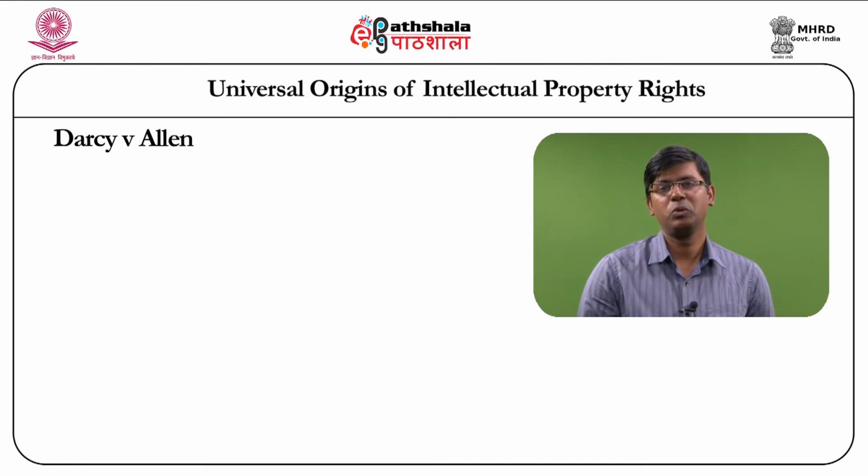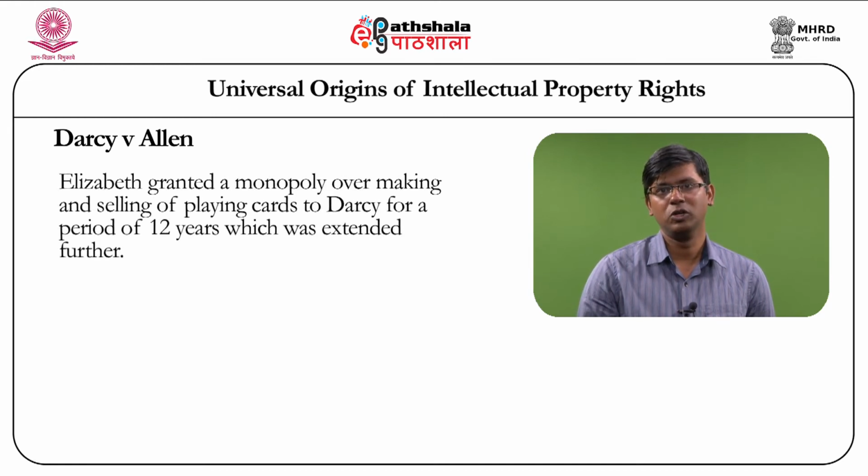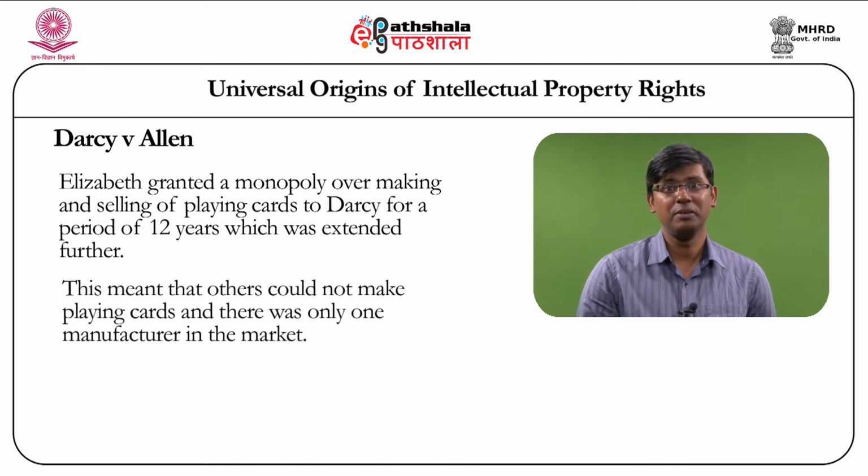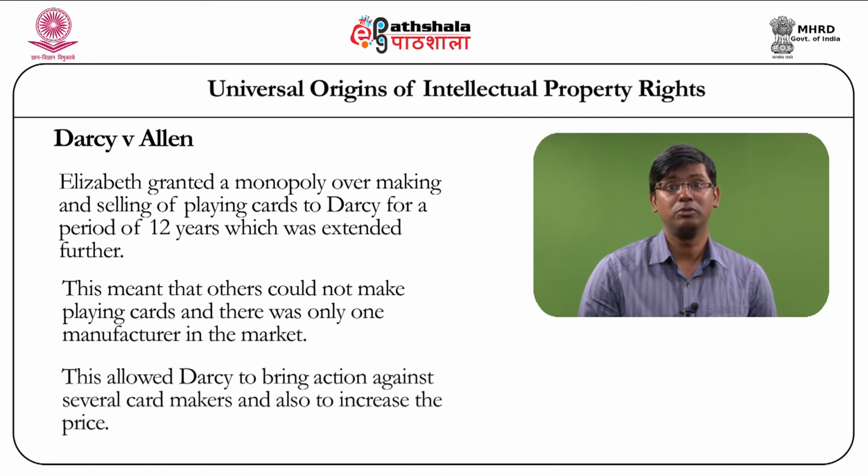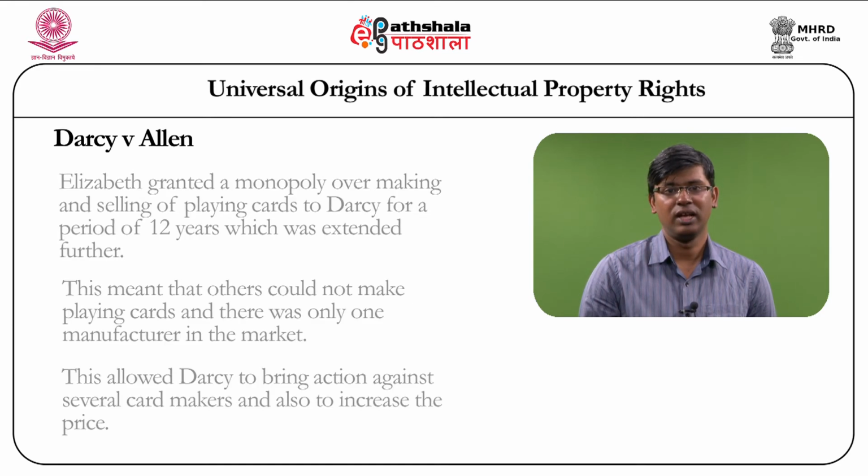This was a case wherein Queen Elizabeth had granted a monopoly over card making and selling of playing cards to Darcy for a period of 12 years, which was further extended. This meant others who were already involved in making playing cards could no longer make them. Right? So Darcy brought a couple of actions before the court, saying that there were several card makers who were infringing on his monopoly rights.